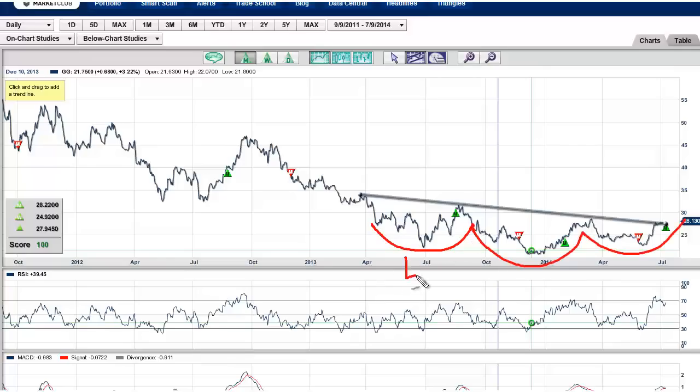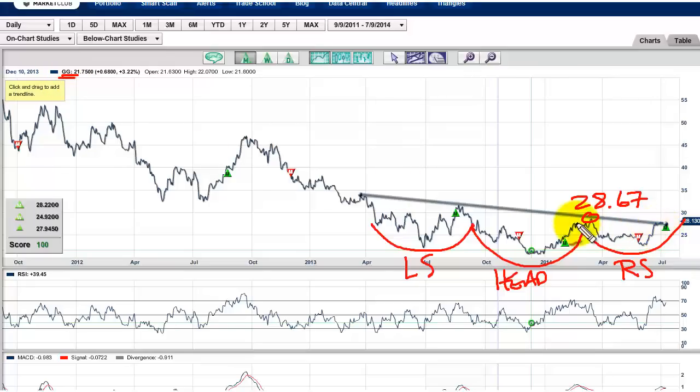So this would be the left shoulder right here. This would be the head. And this would be the right shoulder. Now we have to go over this level right here, and that level is 28.67. If the market closes over there on this particular stock, GG, then we have a target zone.